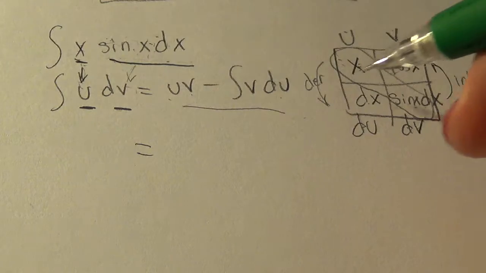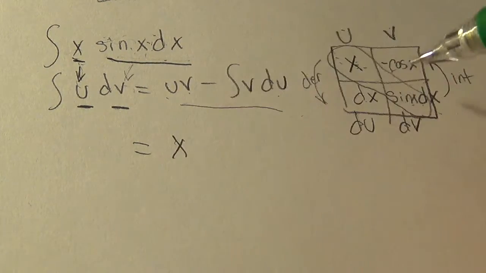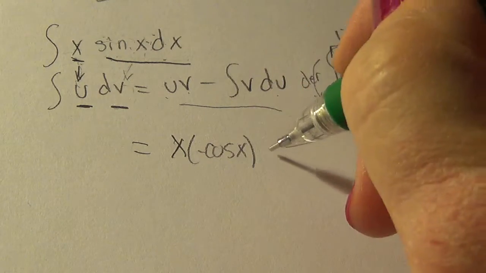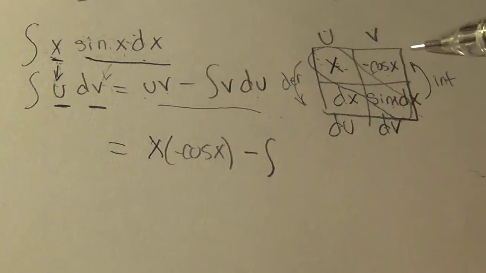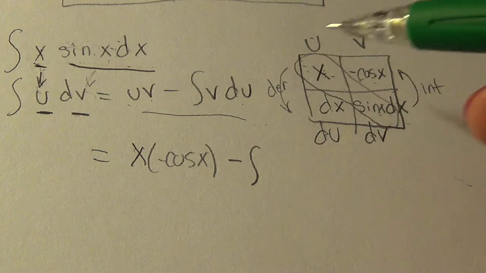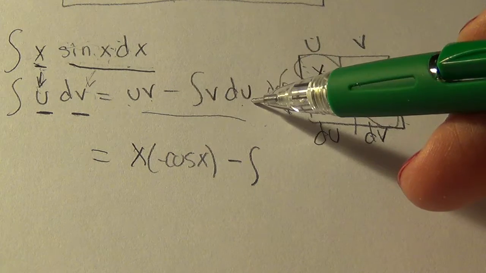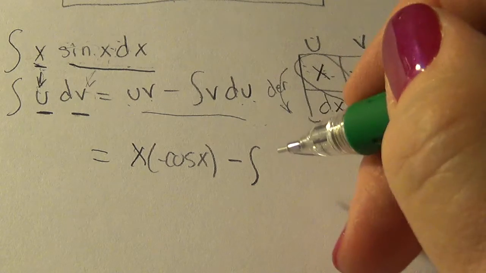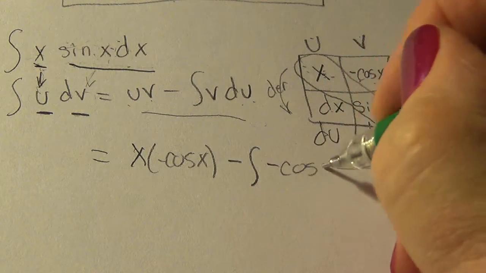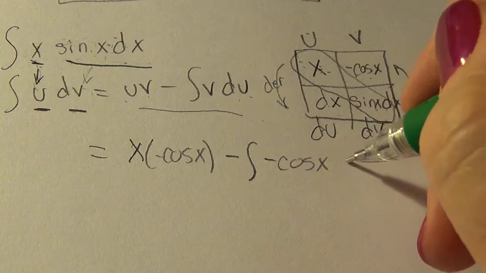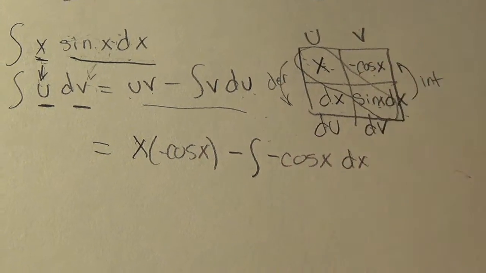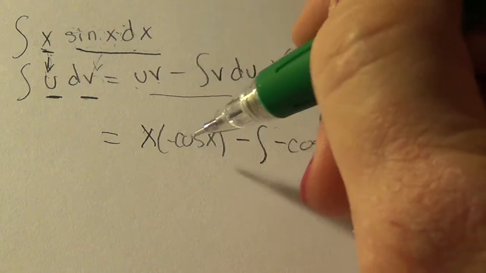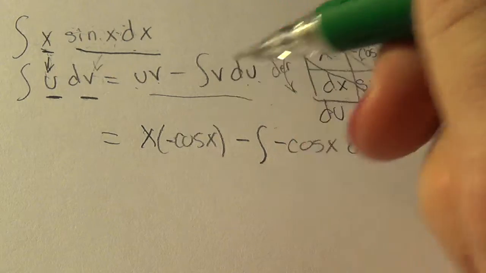Alright, u times v is x times negative cosine x minus the integral. So here is the moment of truth. If I put in v and du, does it give me something I can integrate? I have minus cosine x, and on the du I have dx. Can I integrate that? Yes, I can. So I've chosen well. So this was a minus sign here, I believe.